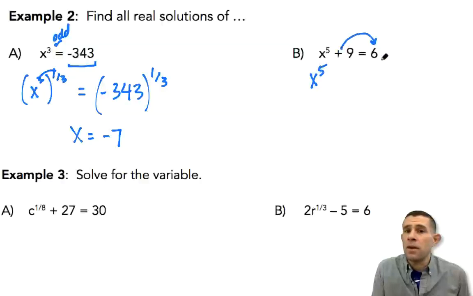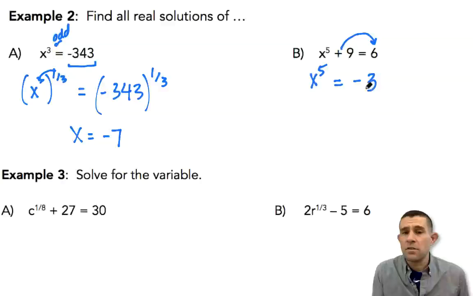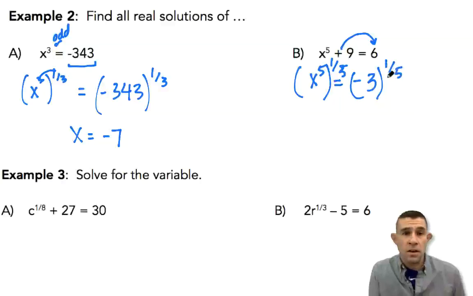I'm going to subtract my 9 over, and that's going to be equal to negative 3 now. And now I want to find out what I'm going to raise to the 5th power to equal negative 3. Well, in order to undo this, I need to raise both sides of my equation to this 1/5 power. So I'm going to take the 5th root of negative 3. Now, x to the 5th to the 1/5 just represents x.